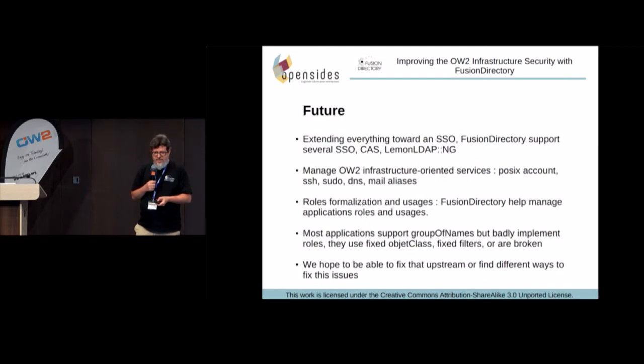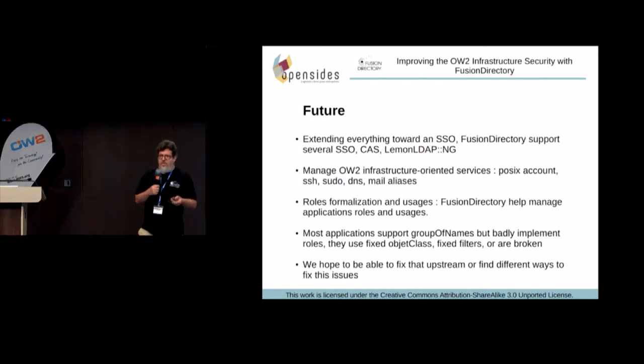It's a JSON RPC call, so anybody with some basic knowledge can write a page to create stuff directly with the web services. And then in the future, extend everything toward an SSO, like Clément said, put a LemonLDAP in front, so you will log in only once. FusionDirectory already supports several SSO services, LemonLDAP, CAS, classical HTTP header, and stuff like that. Move more of the infrastructure inside FusionDirectory, because FusionDirectory is not only for managing users, groups and stuff like that. Maybe we can manage DNS, DHCP, mail, SSH, sudo, so you can manage the whole infrastructure from one point.